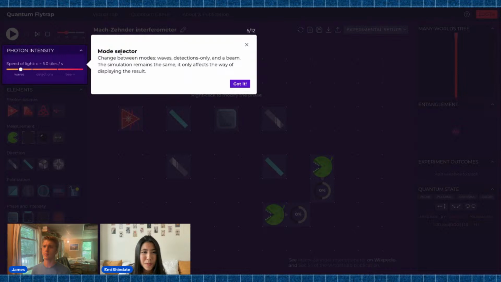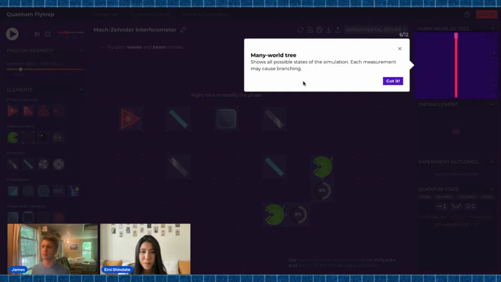Right. So this is the mode selector. Change between modes: waves, detections only, and a beam. The simulation remains the same. It only affects the way of displaying the result. Yeah. So this one I did before, and you can change it between one photon at a time and a whole beam of photons. Okay. Let's see.